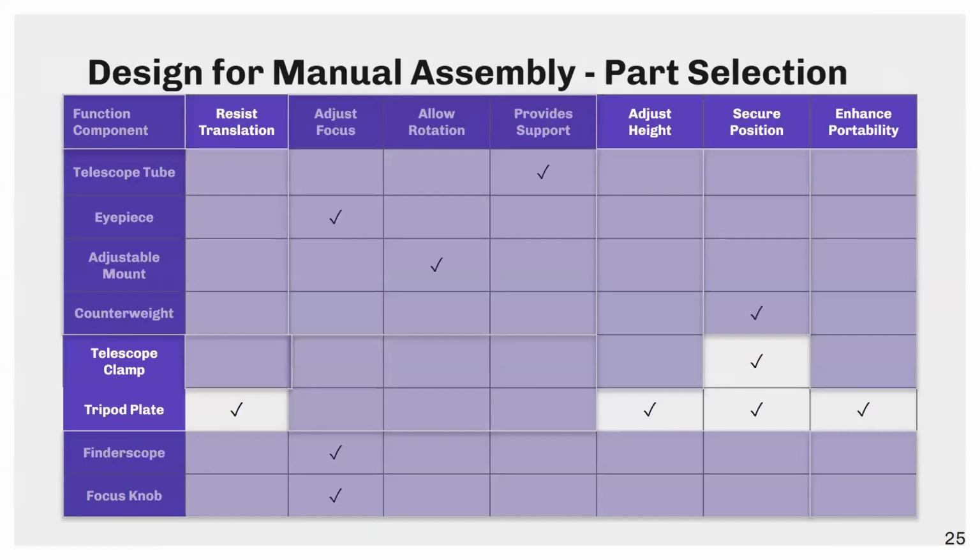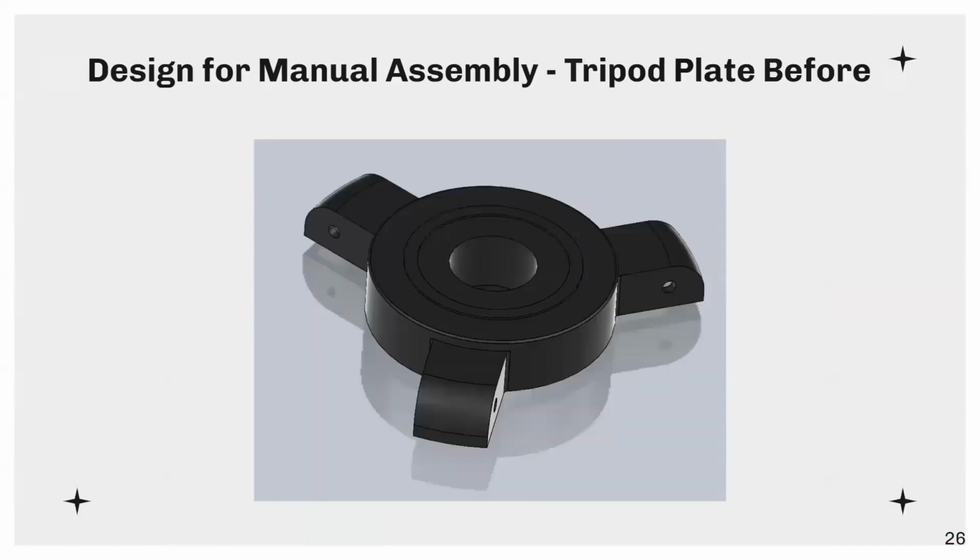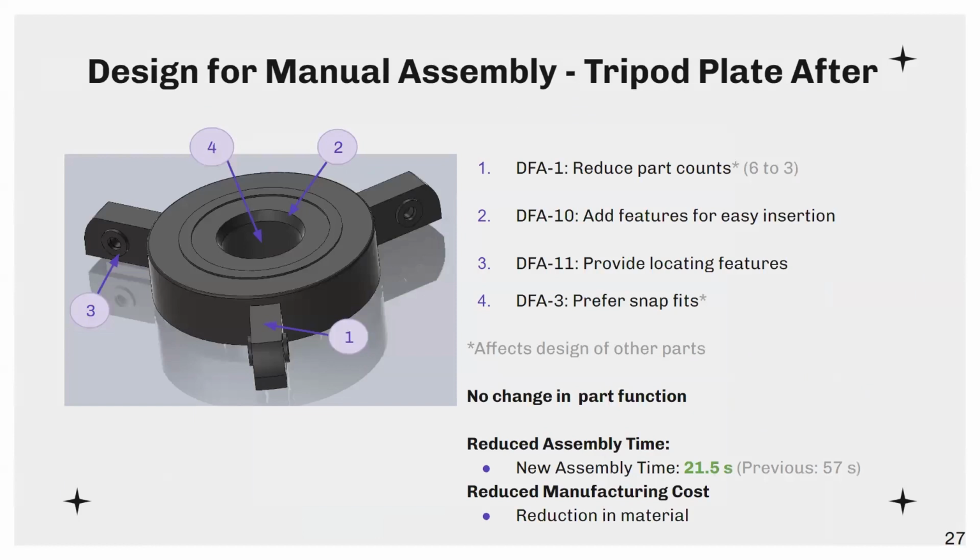We see from the function component mapping matrix that the primary function of the telescope clamps is to secure position of the product. The tripod plate has a variety of functions. It secures the legs to prevent any shifting within the base and keeps the telescope planted firmly in its location. This is the CAD of the tripod plate before and then after design for manual assembly.